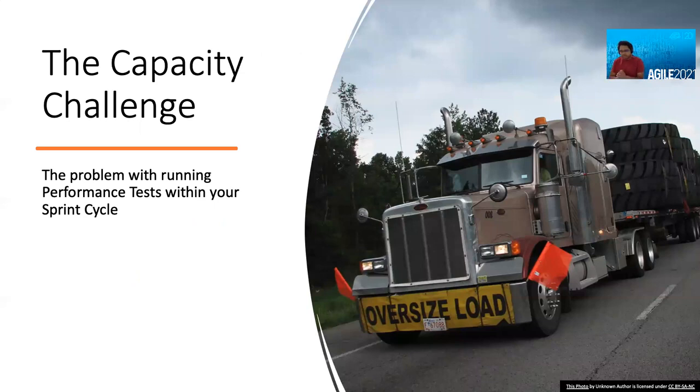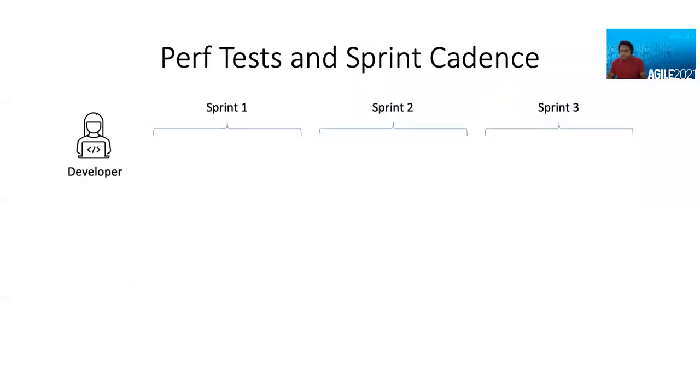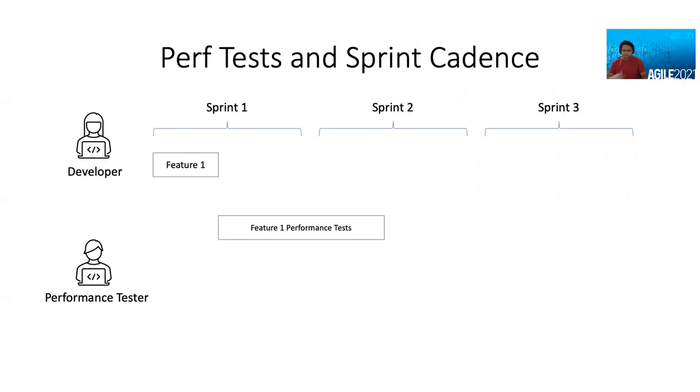Like, how do you get to fit performance testing within your sprint schedule? The difficulty is the developer starts writing a feature, completes it. And at that point, we know performance testing is going to take long because that's how it usually is. So what we do is hand it off to a performance tester to take this feature through its paces. Meanwhile, the developer moves on to feature number two.